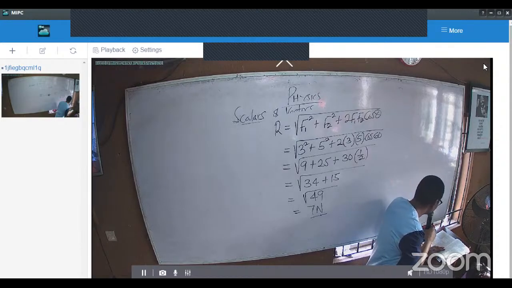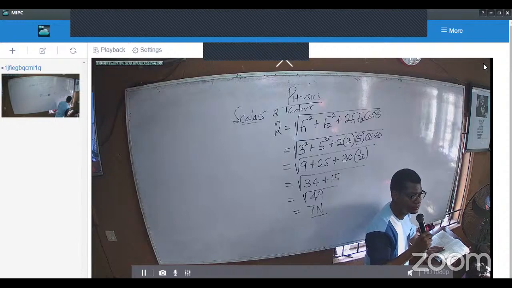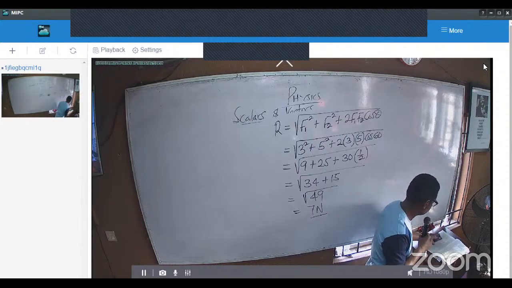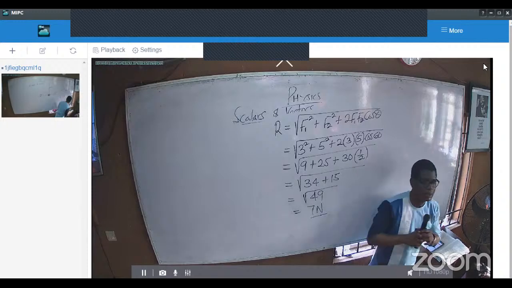Determine the difference between the magnitude of displacement of the boy and distance traveled by him.